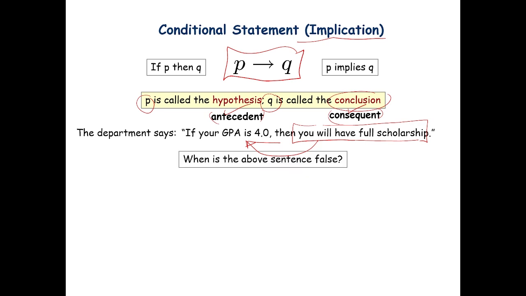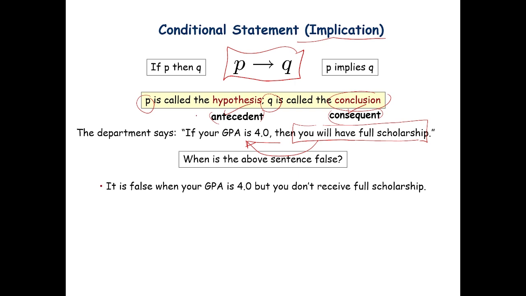So when is the above sentence false? Let's just think about that. It is false when your GPA is 4, but you don't receive a full scholarship. Our claim here was: if your GPA is 4, you get a full scholarship. If you get a GPA of 4 and you don't receive a full scholarship, then the above sentence is false.